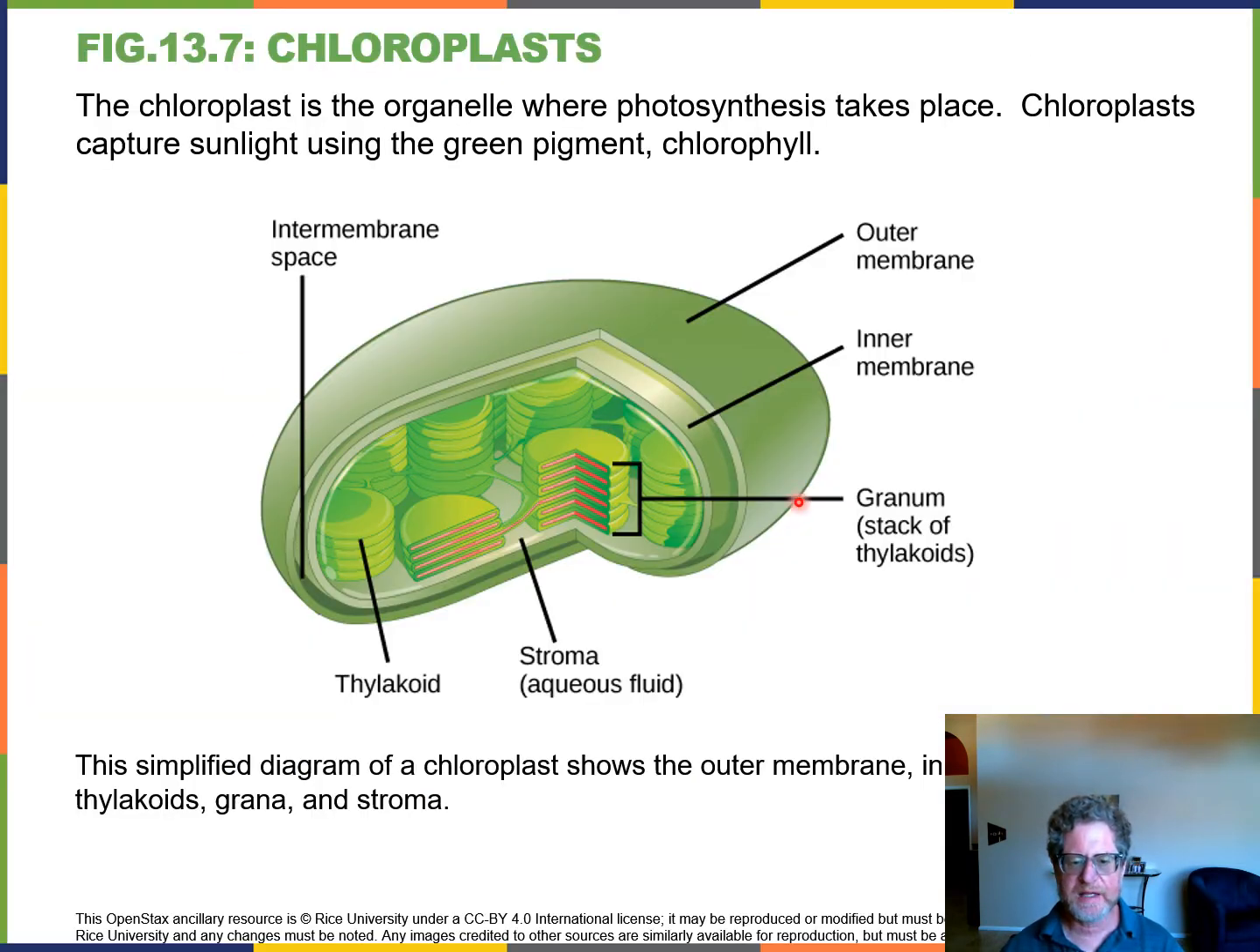Here's a chloroplast. Here's where photosynthesis takes place. You don't have to know all the compartments of the chloroplast, but you should know that the thylakoid membranes are where the light-dependent reactions take place, and the liquid inside the inner membrane is called the stroma, and that's where the Calvin cycle occurs.